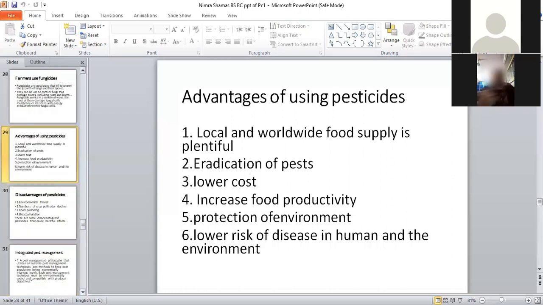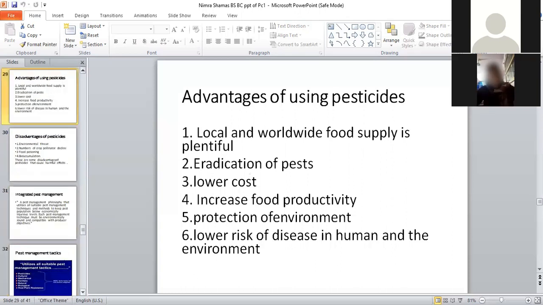There are some advantages of using pesticide and there are some disadvantages. So first of all, we'll discuss the advantages of using pesticide. Because of using pesticide, we get more plentiful food, more food supply. Food supply is plentiful. By using pesticide, we can get rid of pests, eradication of pests.